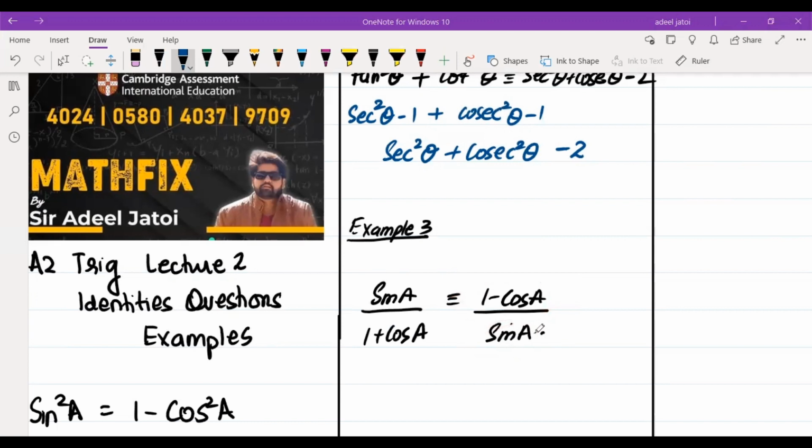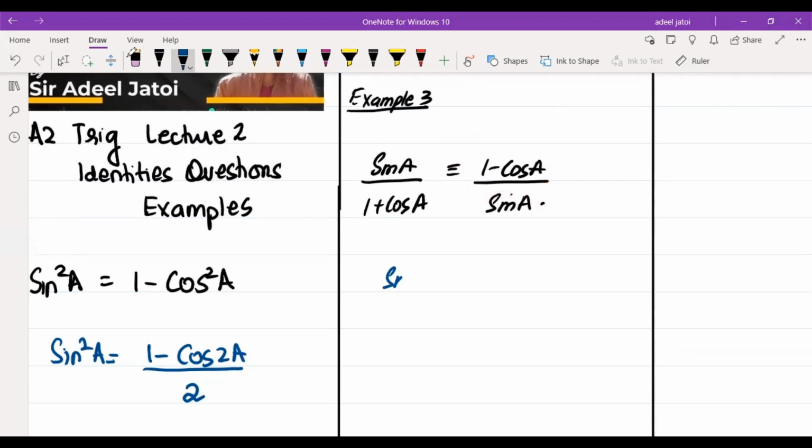But I can see one thing: I use 1 plus cos A, and in the answer we have 1 minus cos A. So the concept of rationalization can be used here. When I say the concept of rationalization, that means sine A upon 1 plus cos A can be multiplied in the numerator and denominator.